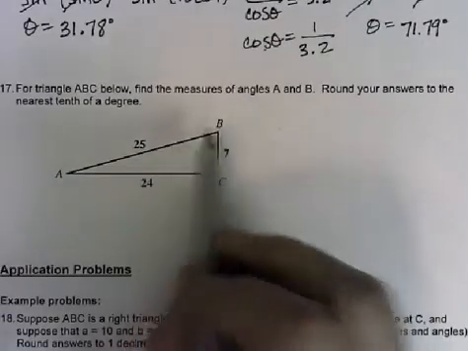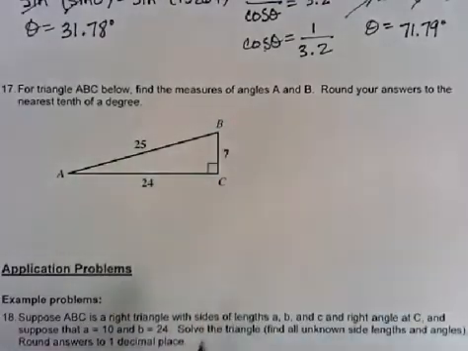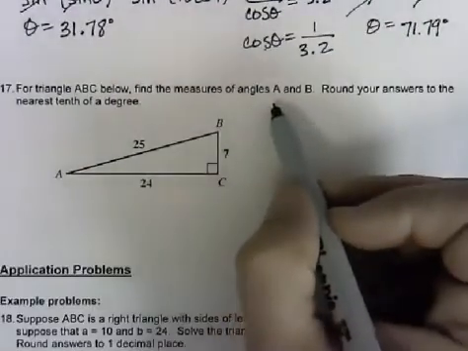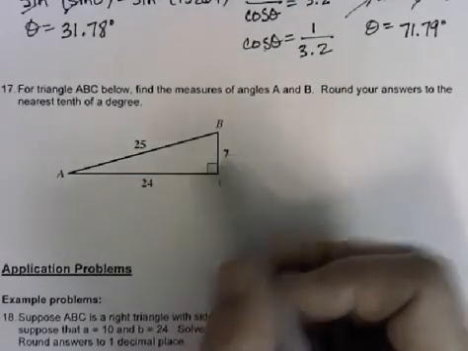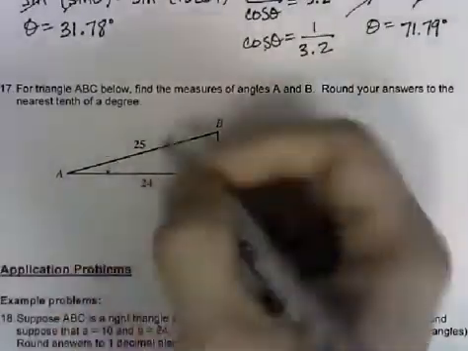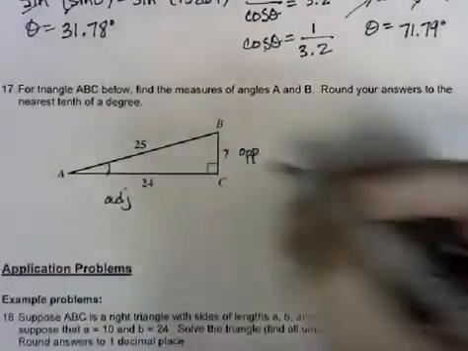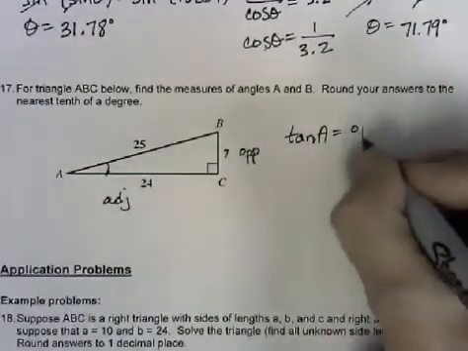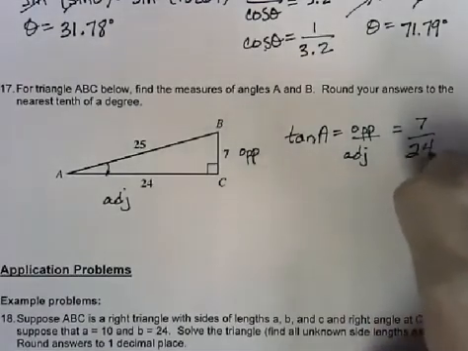Here's a triangle problem. This time we have all 3 sides. We're trying to find the measures of the 2 angles A and B. So this is kind of an application problem, but it also involves using our inverse trig functions. Since we know this is a right triangle, we can look at some of our trig ratios. For example, if we look at angle A, then this is the opposite side, and this is the adjacent side. So tangent of A would equal opposite over adjacent, which would be 7 over 24.